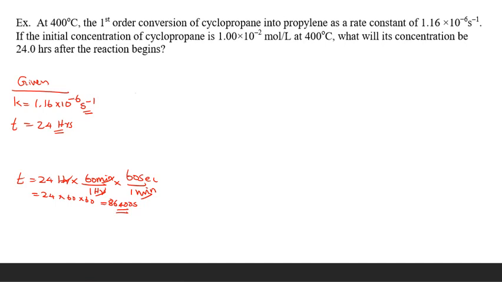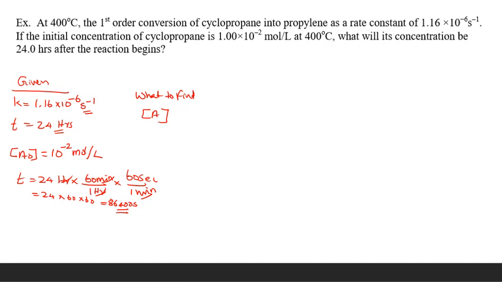And what else is given is the initial concentration, which is 10 to the power negative 2 moles per liter. So what are we supposed to find? What to find is the concentration of the reactant after time, that is 24 hours.